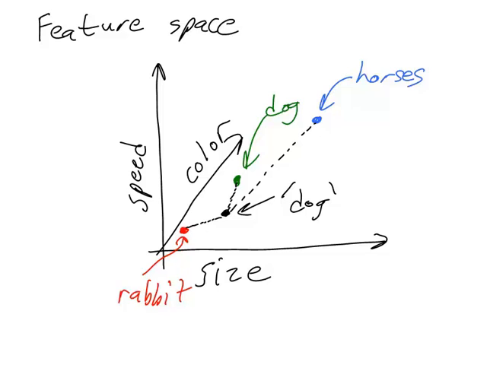For example, suppose that we had chosen to not include size and speed in this feature space. It may be that rabbits, dogs, and horses all have approximately the same available possible color range. In that case, trying to tell the difference between rabbits, dogs, and horses based solely on color may not be successful.